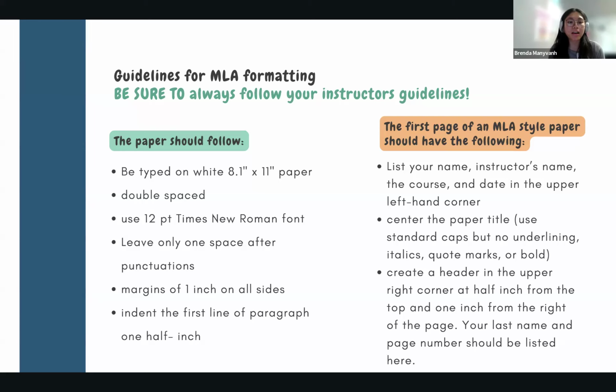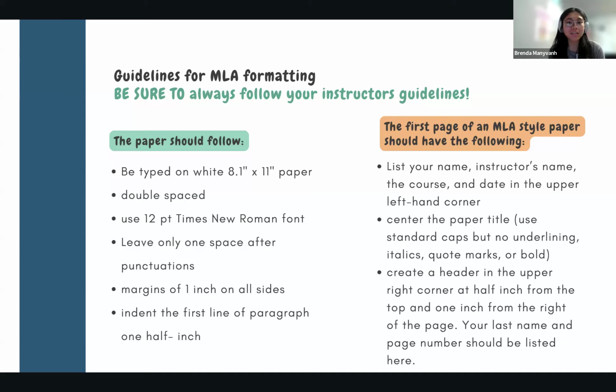All right, so now some of the general guidelines for MLA is that the paper should follow an 8.5 inch by 11 inch paper, double spaced, using 12 point Times New Roman font. And then leave only one space after punctuation, with a margin of 1 inch on all sides.